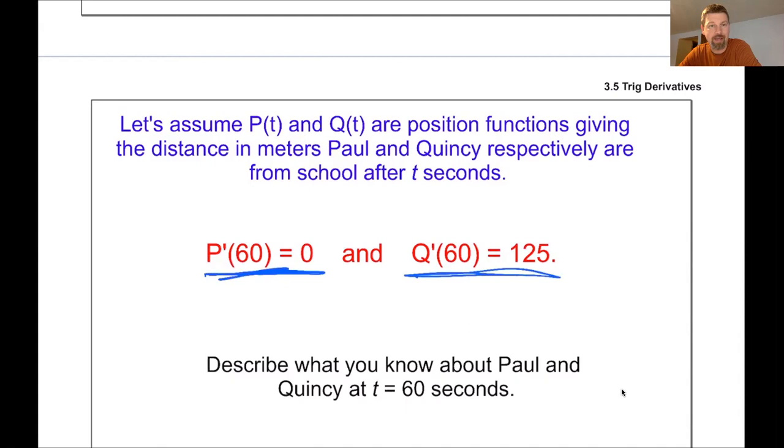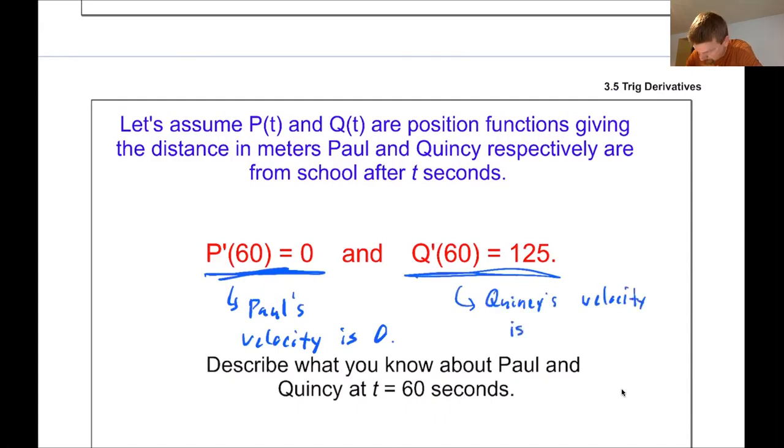So I know at time t equals 60 seconds, Paul is stopped. His velocity is 0, which means he's stopped. And Quincy's velocity is 125. Quincy's moving forward. Let's see, this was measured in meters and seconds, so it's going to be 125 meters per second. That's pretty fast. I'm assuming he must be in a car.